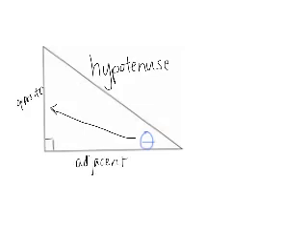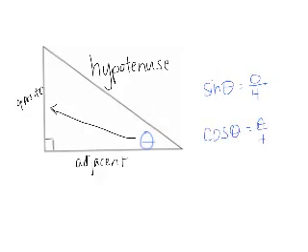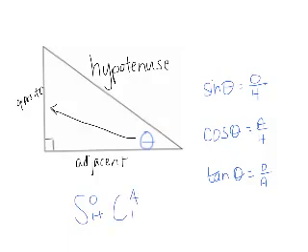Okay, let's recap our three trig ratios. We have the sine of theta, which is equal to the opposite over the hypotenuse, the cosine of theta, which is equal to the adjacent over the hypotenuse, and the tangent of theta, which is equal to the opposite over adjacent. We can remember all of these ratios with the phrase SOH CAH TOA.